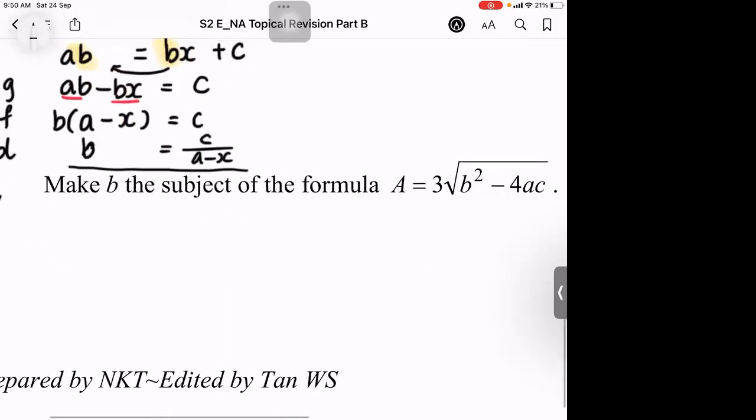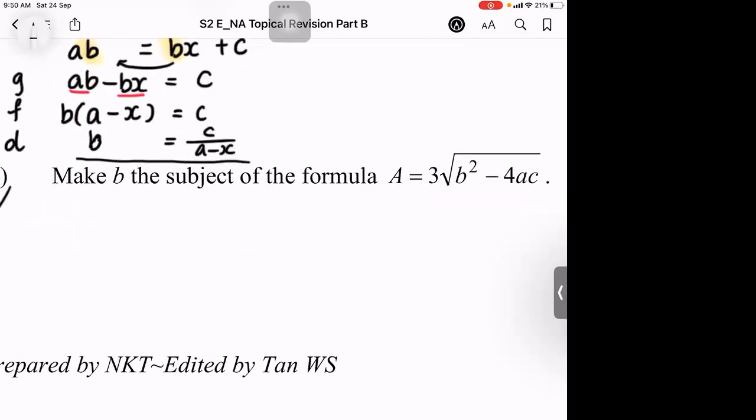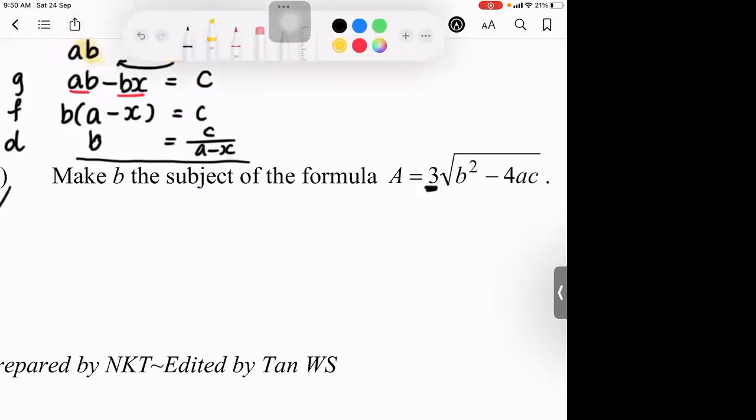Next one. Next question. This one also difficult. Why? Because it involves a square root. Not only does it involve a square root, outside the square root still got one number. When you see this kind of question, the one I want to make subject, the B, is inside the square root. Number one, don't anyhow go and square root the individual terms. Cannot. Okay, what we need to do step by step, from the outer shell, we remove one by one. The outermost enemy is the number 3.